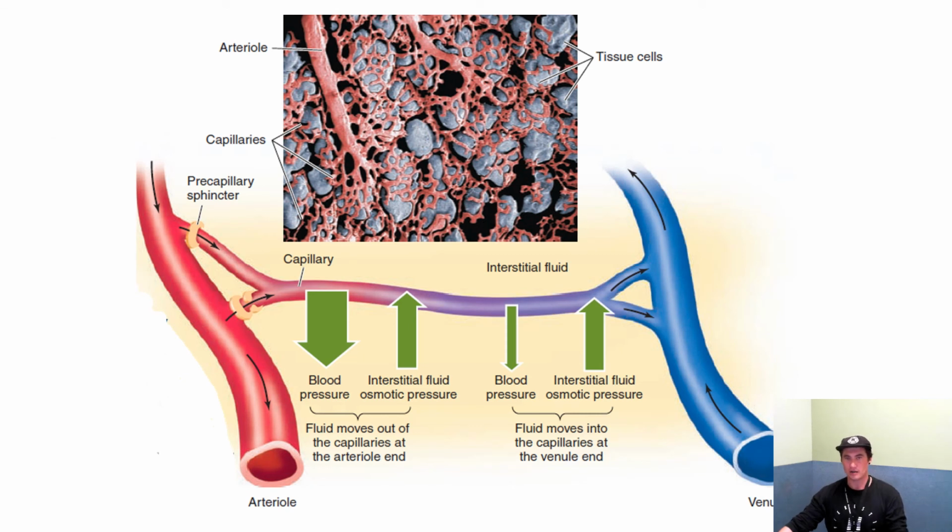Here's just another diagram of what I've shown previously. I don't need to really go through this. It just shows you a real life microscopic view of all the little capillaries surrounding those blue tissue cells. So they could be, they don't look like muscle cells, they could be brain cells.